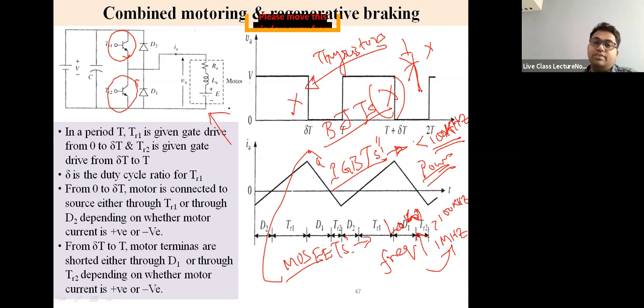In say EVs, IGBTs will be used extensively. MOSFETs won't be there. Yeah, some companies may opt to have MOSFETs also, but 99% of the cases IGBTs will be there. And forget about thyristors and BJTs; they are outdated. Earlier thyristors used to be there, but nowadays not at all. Right. So just remember these points. Okay.